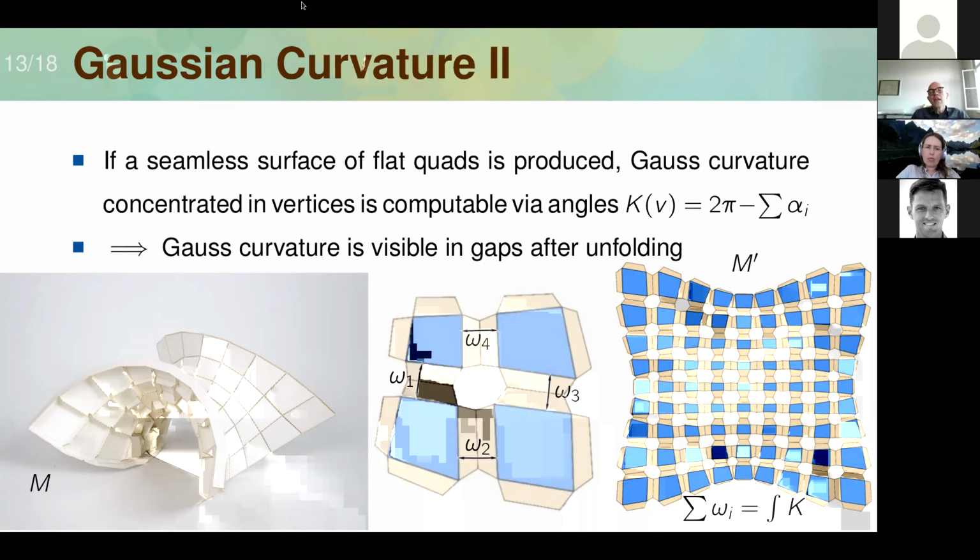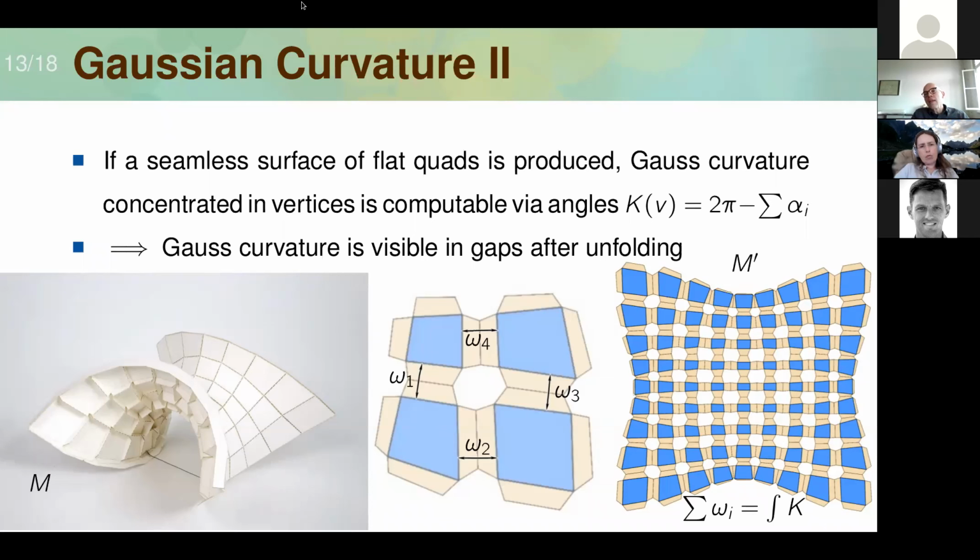We can even see the discrete Gauss curvature that is, as usual, defined as 2 pi minus the sum of angles in the vertex, as angles between edges of blue faces. For some finite subdomain that consists of a union of quads, you can express the total Gauss curvature that is concentrated here, that would be the integral of Gauss curvature, as a sum of angles between blue faces along the boundary. So this is a very nice discrete version of the Gauss-Bonnet theorem.